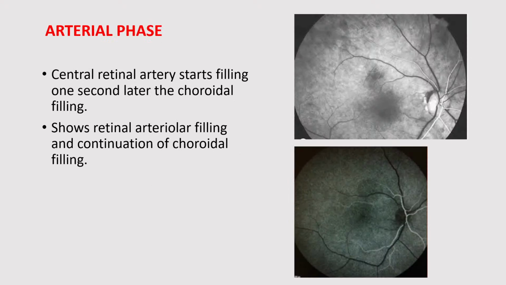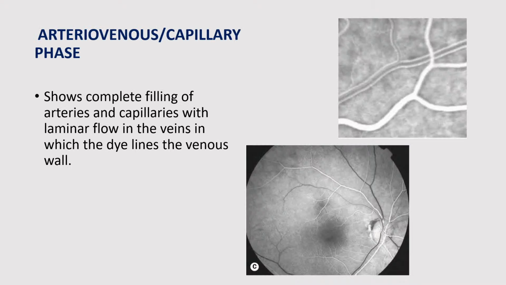Arterial phase: the central retinal artery starts filling 1 second later. The choroidal filling shows retinal arterial filling and continuation of the choroidal filling. The arteriovenous capillary phase shows complete filling of the arteries and capillaries with laminar flow in the veins, which lines the venous wall.